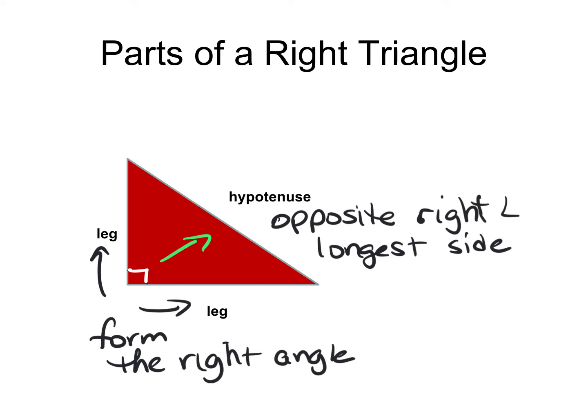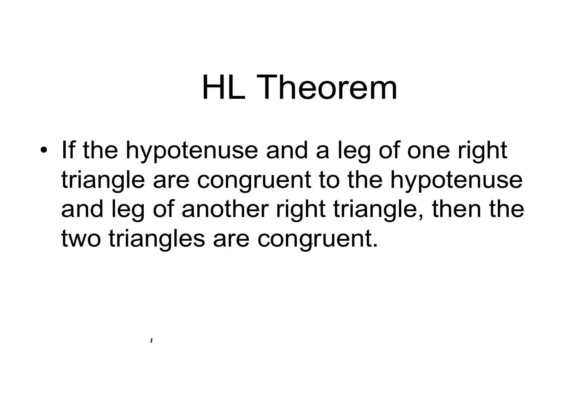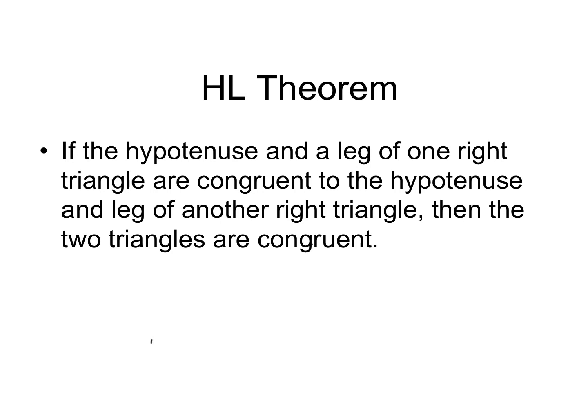So when we use the next shortcut, we have to identify first, do we have a right triangle? And then we have to know where the hypotenuse is located and where the legs are located. So our next shortcut, this is our third one now, is called HL. And the H stands for the word hypotenuse, and the L stands for the word leg. So hypotenuse is the H, and leg is the L.